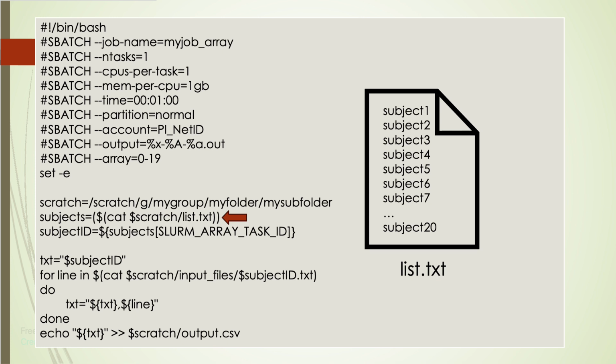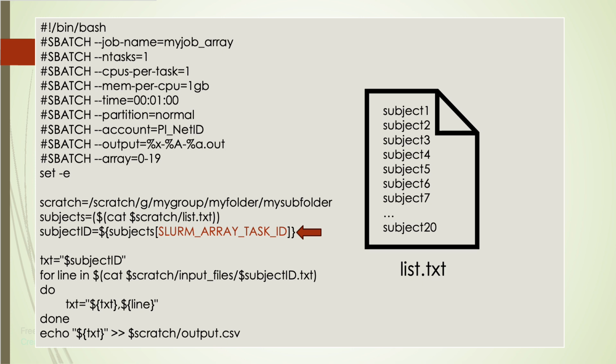In this line, where the red arrow is pointing, we read the content of list.txt and save it in an array called subjects. In this line, we obtain the subject ID for the subject that is going to be processed by the current job from the array.